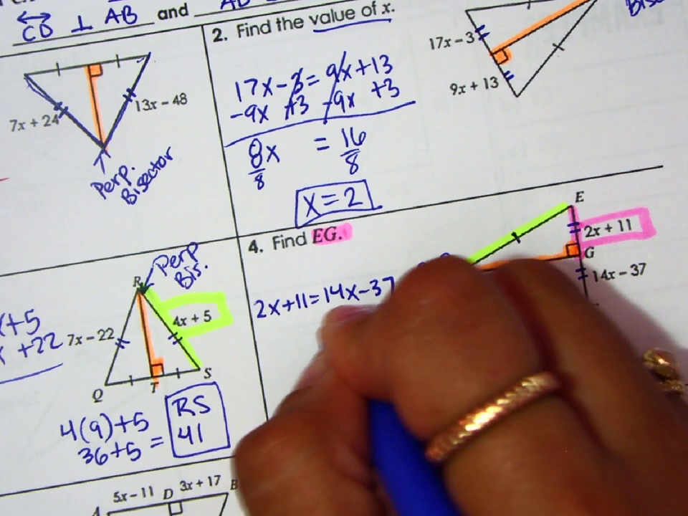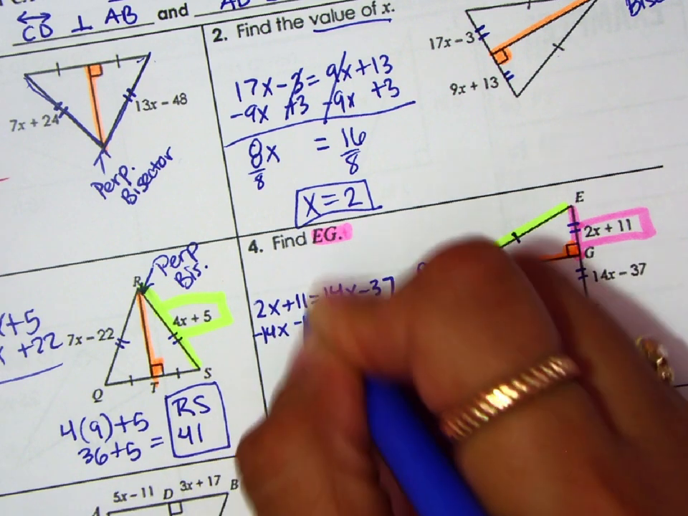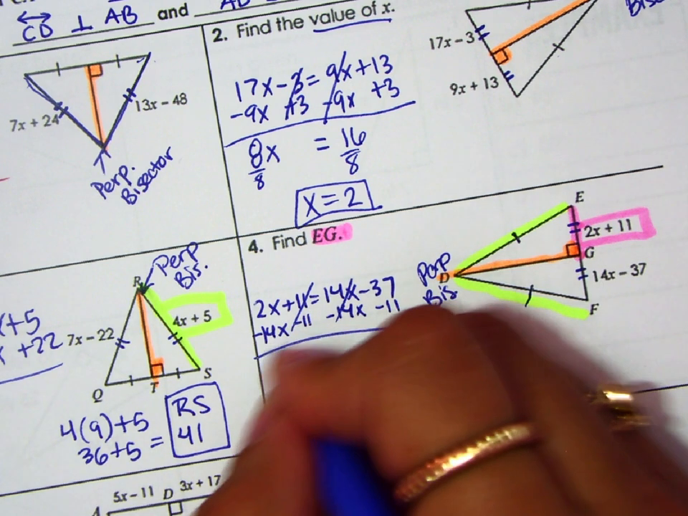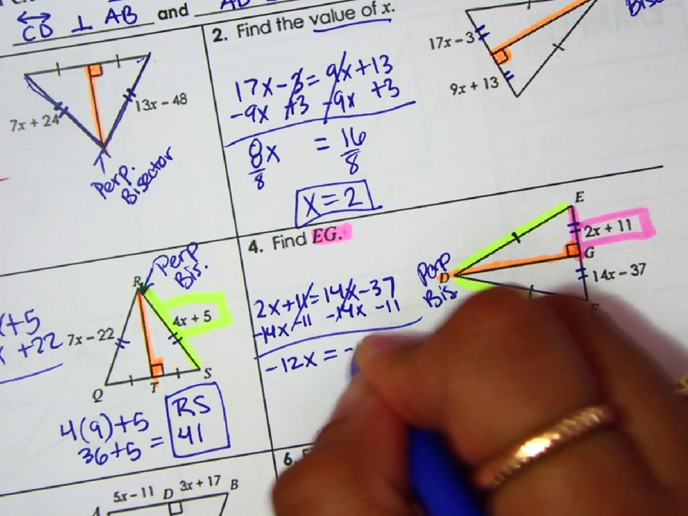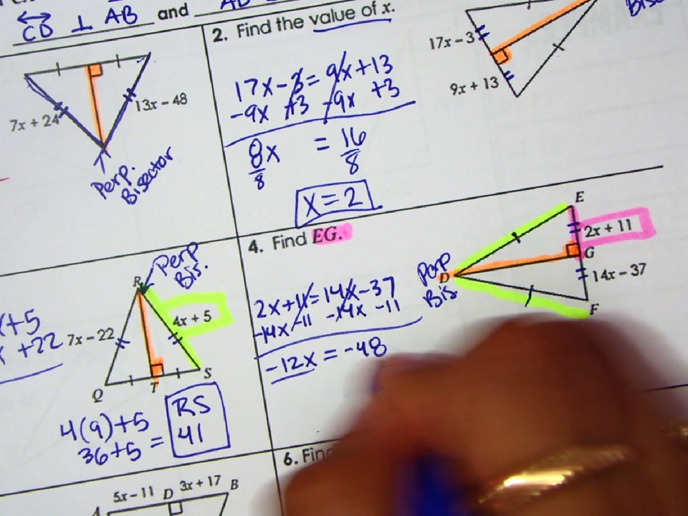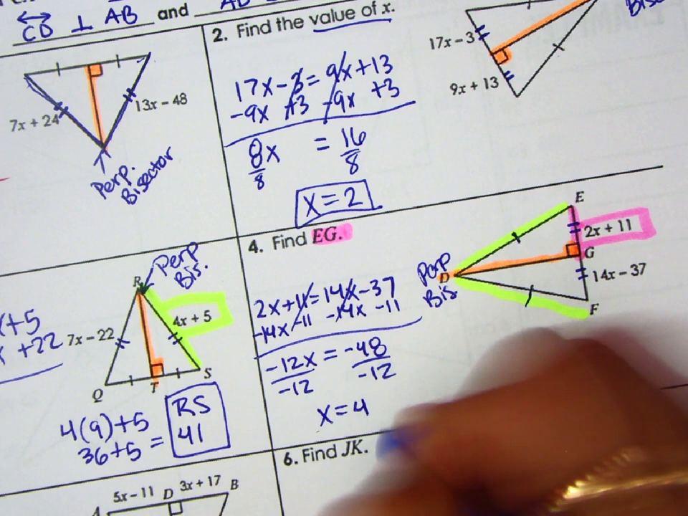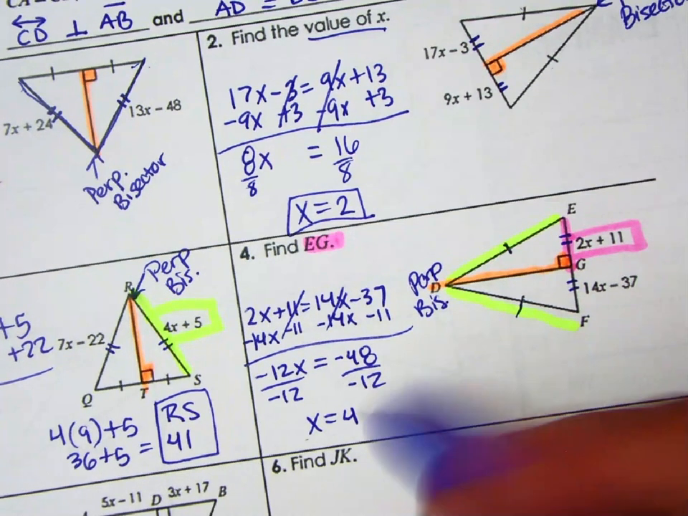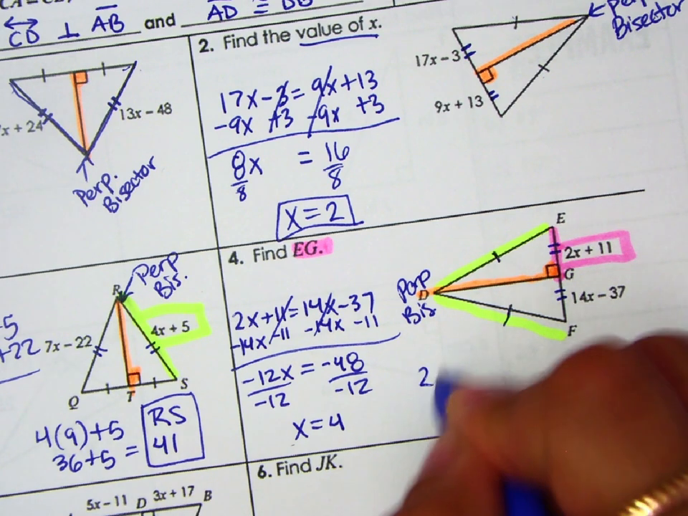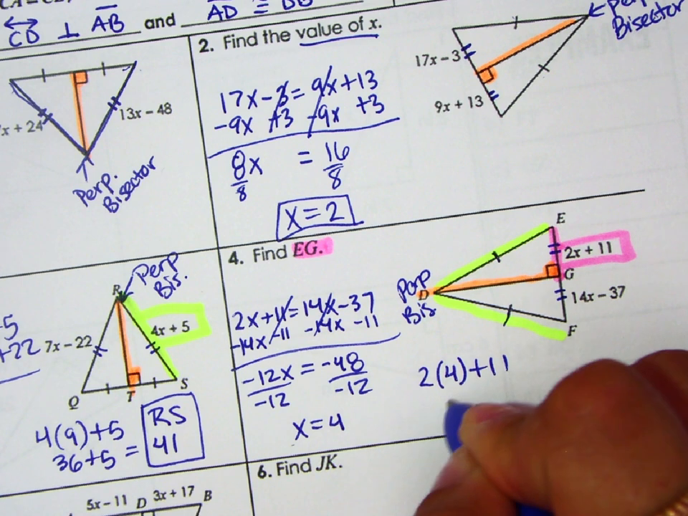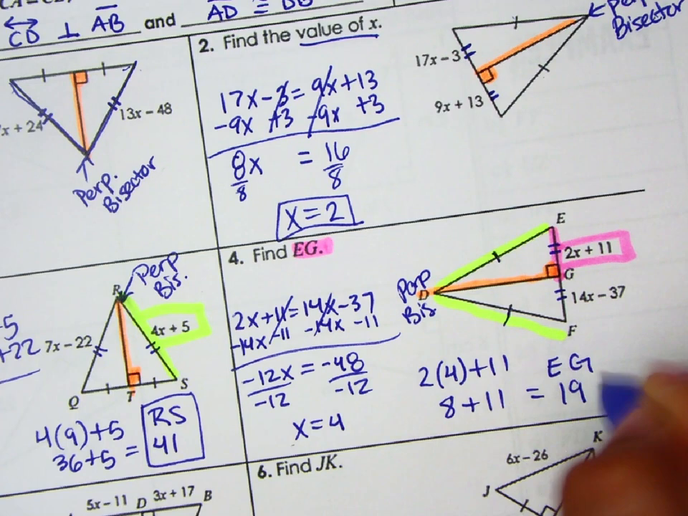And we solve by moving the x's to one side, moving the numbers to the other. So 2x minus 14x is negative 12x, and negative 37 minus 11 is negative 48. Divide by negative 12, and x equals positive 4. It's asking for EG, so now we're going to use that value in that expression, EG. So 2 times 4 plus 11, that's 8 plus 11, which is 19. So EG is 19.